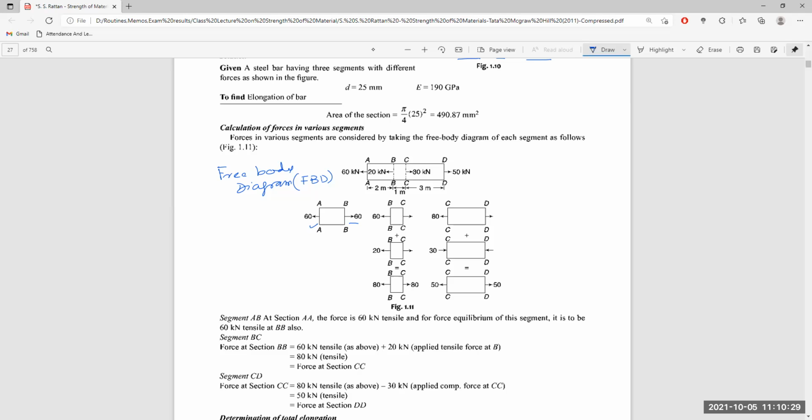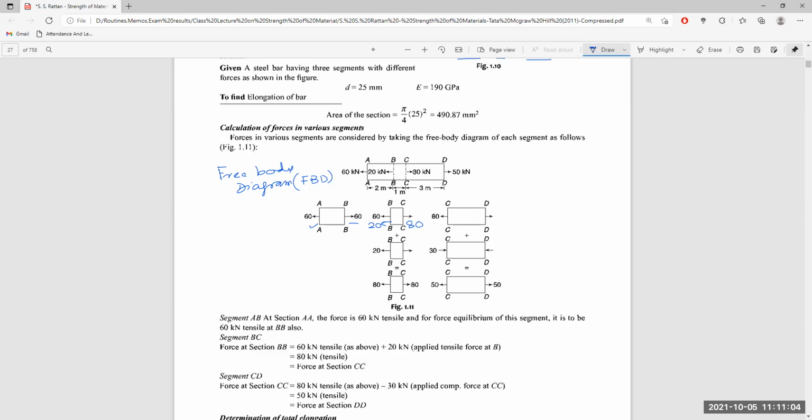Next, we have to go to the BC section. Here we have to put 60 kilonewton as well as 60 kilonewton force leftwards to balance this 60 kilonewton load. And this section BB is carrying 20 kilonewton load leftwards. So we have to put that load here as 20. Together, it becomes 80 kilonewton load at the CC section. Okay.